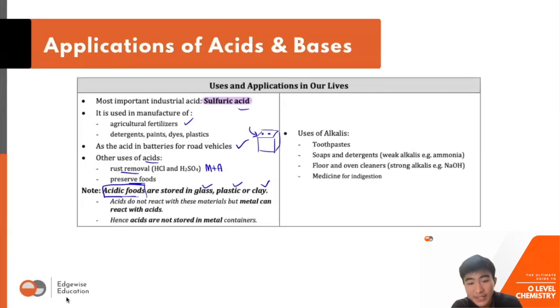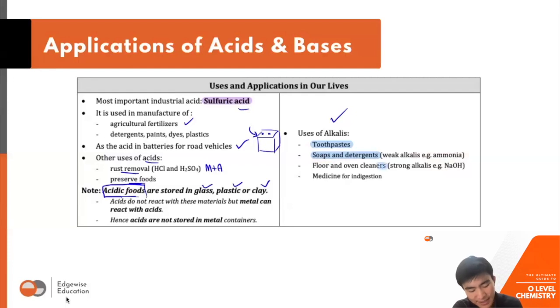Now, for alkalis, on to the right side. Alkalis are used very widely. Every day when you brush your teeth, toothpaste contains alkali. It helps to get rid of the bacteria and dirt in your teeth. Soaps and detergents. You go back and take your Dettol out. You will often see something to do with ammonia derivatives. They are used for soaps.